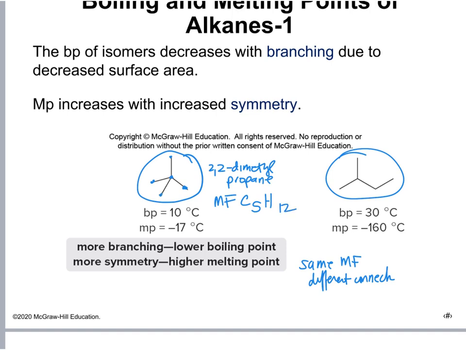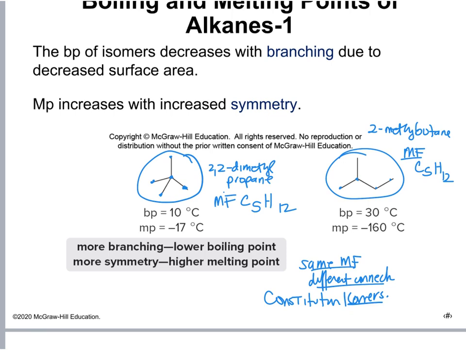Here, this is 1, 2, 3, 4. This is 2-methylbutane. It has a molecular formula of C5H12. So you see that they have the same molecular formula but different connectivity. So these are constitutional isomers, and they have different names, they're different compounds, and even though they're both van der Waals, they're going to have different boiling points and melting points.